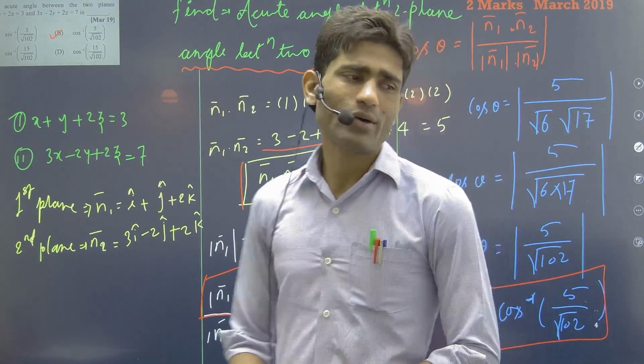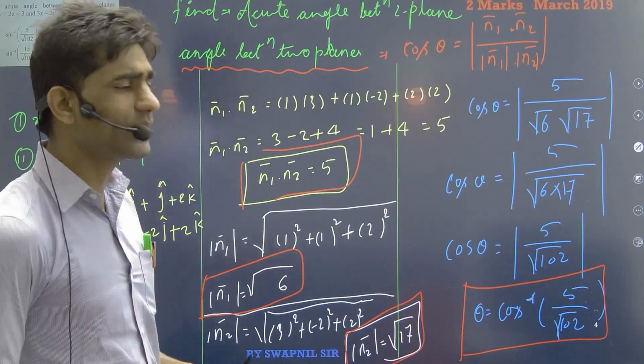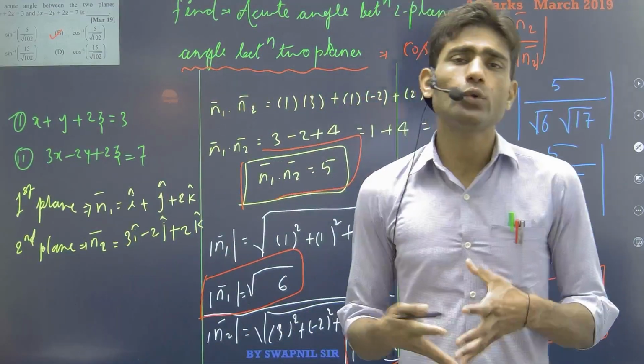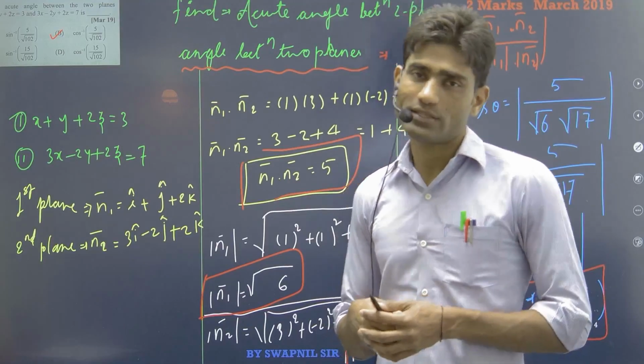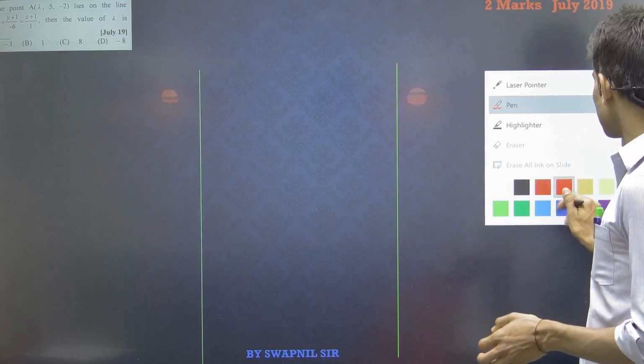I hope you all have understood this solution. Very easy solution we have here. We just need to understand the difference between a line and a plane. When we have two planes together, which result do we need to apply? When we have a line and a plane, then which result? These conditions are important here. Now let's move on to the next example.